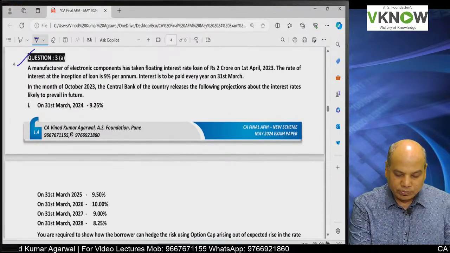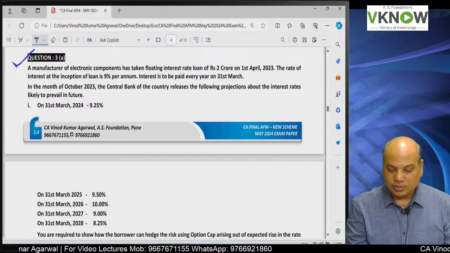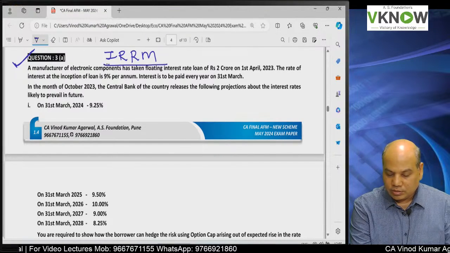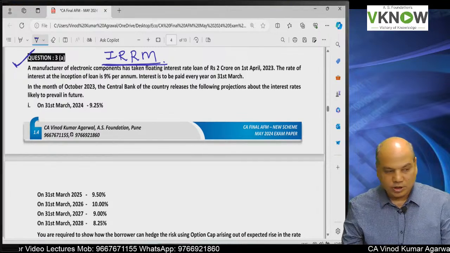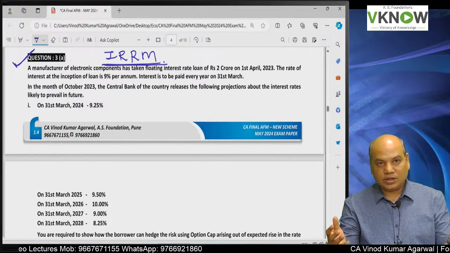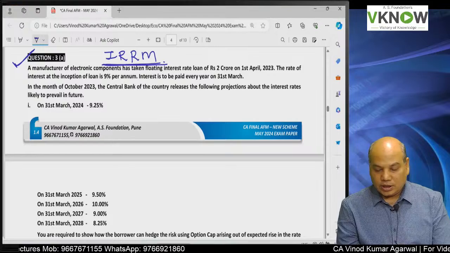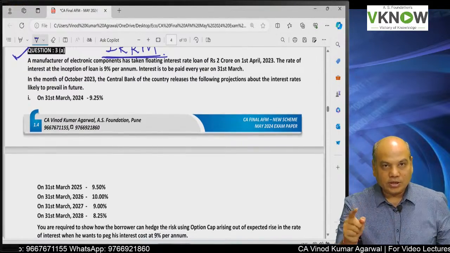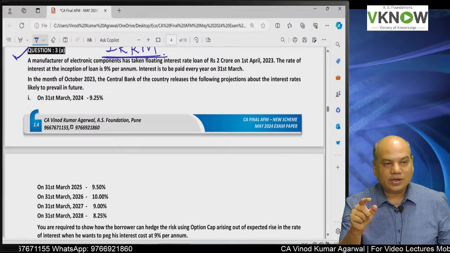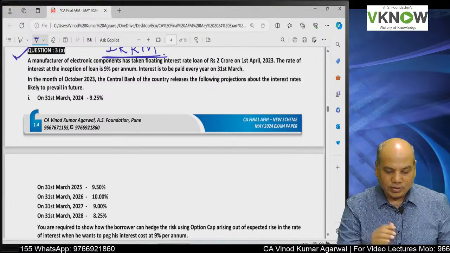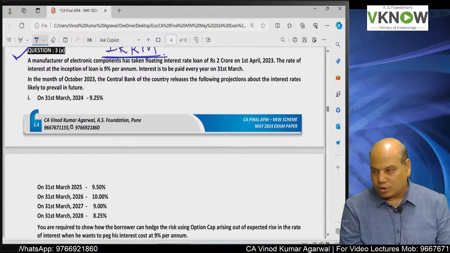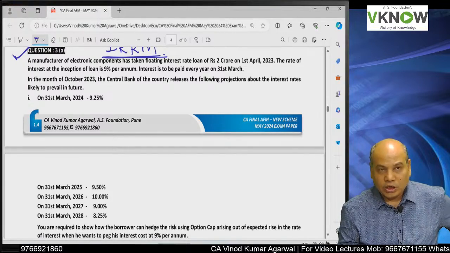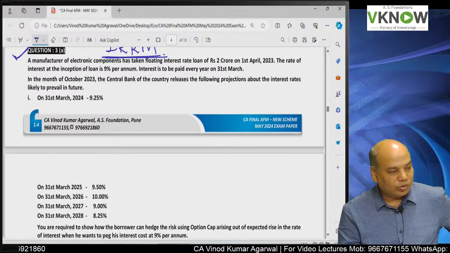This is the question from interest rate risk management, and this question has already been asked in the RTP, MTP and I think study material also. I have seen this question in RTP and MTP. Recently in the regular class and revision batch also we had taken this question. Same problem, of course some numbers are different. So are you there? Are you listening to me?